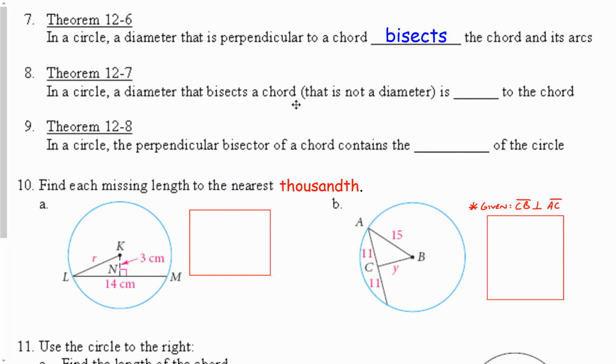In a circle, a diameter that bisects a chord, as long as that other chord is not a diameter, is always perpendicular to the chord. And then in a circle, the perpendicular bisector of a chord contains the center of the circle. So really, these three theorems are all pretty closely related to each other. It's just based on what information you're given and what conclusion you're able to make using that information.